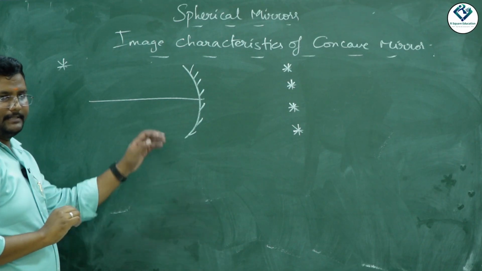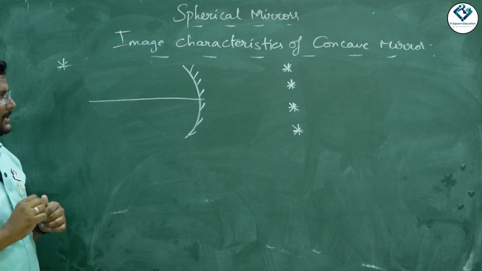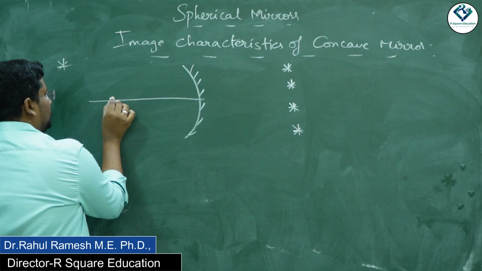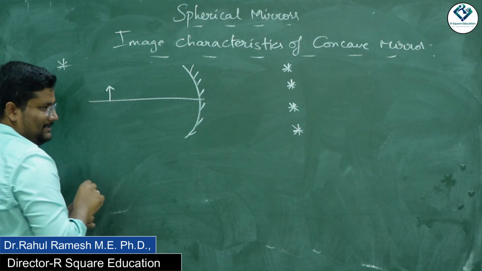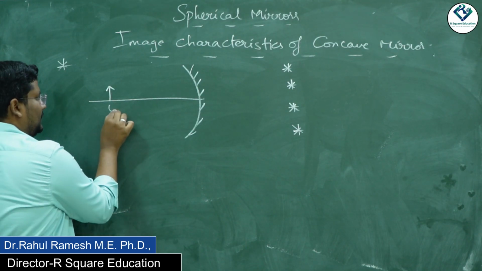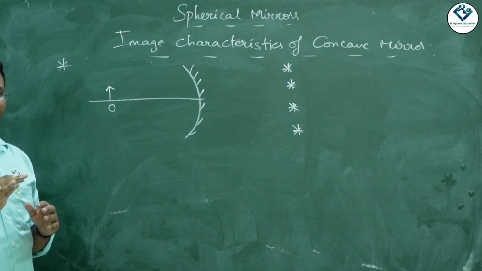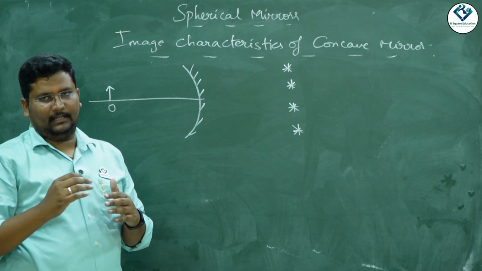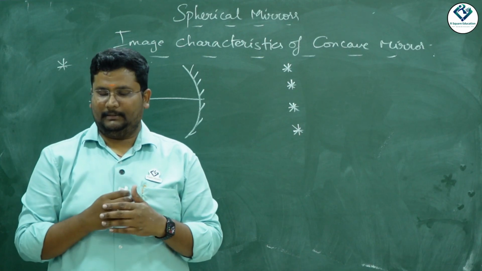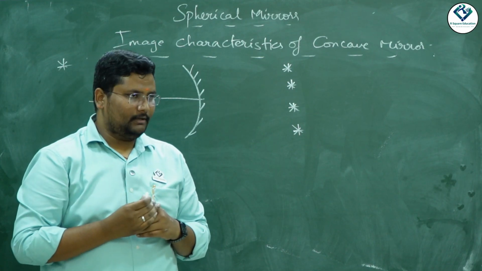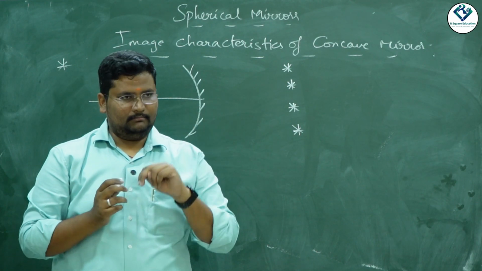So again the principal axis, a concave mirror. In this case what I am going to do is place an object at finite distance. To make it very simple, we will take only two rays.